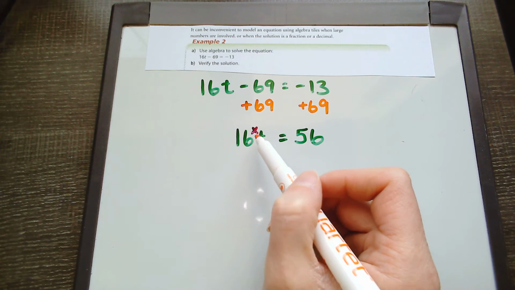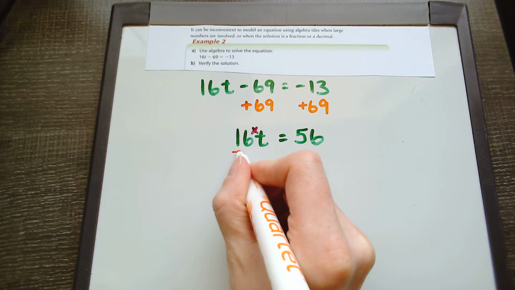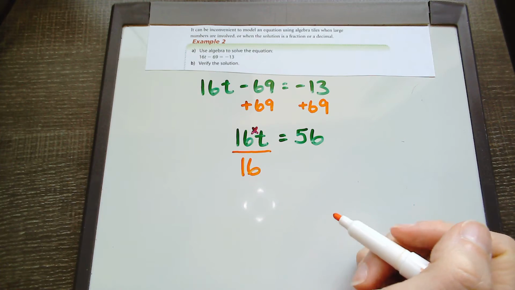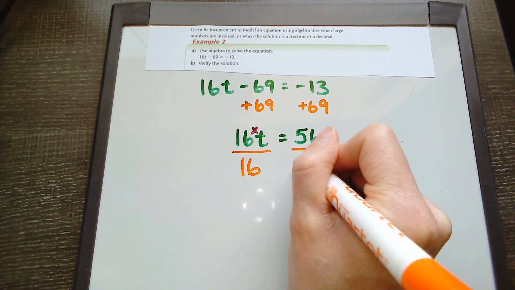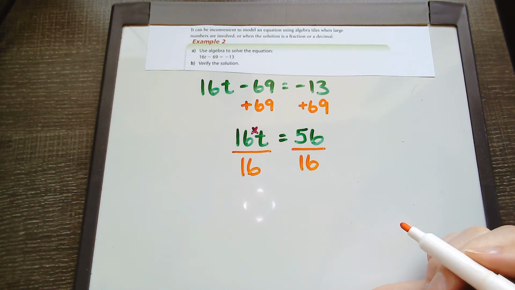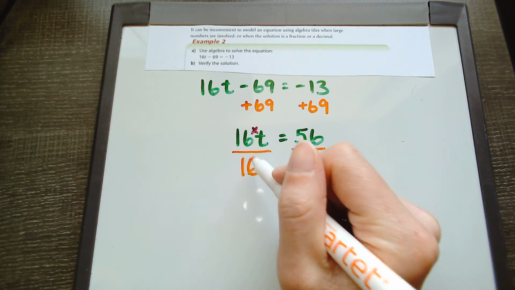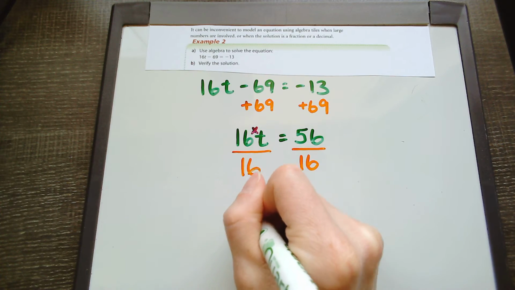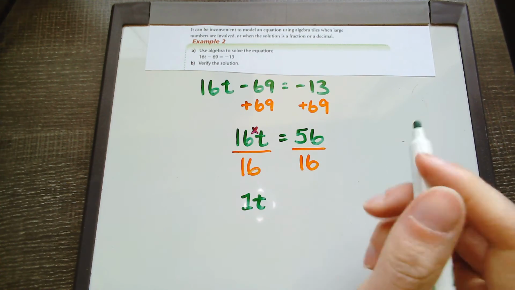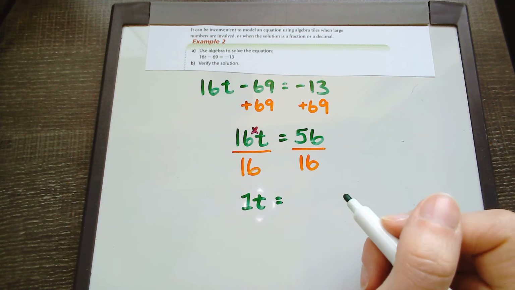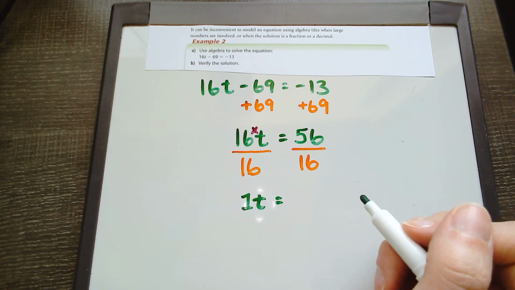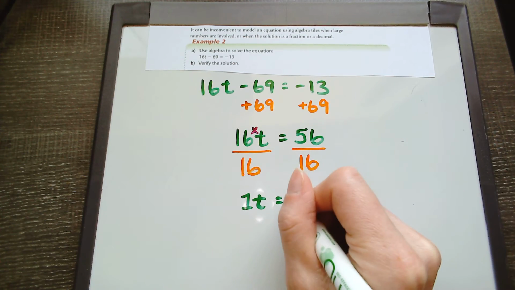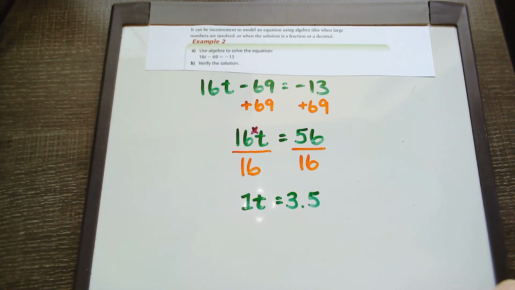So the opposite thing of multiplying is dividing. So I'm going to divide this side by 16, which means I'm going to divide this side by 16 as well. So 16 divided by 16 is going to give me 1t, or just t, whichever version you like. And when I go into my calculator and I do 56 divided by 16, I'm going to get 3.5.